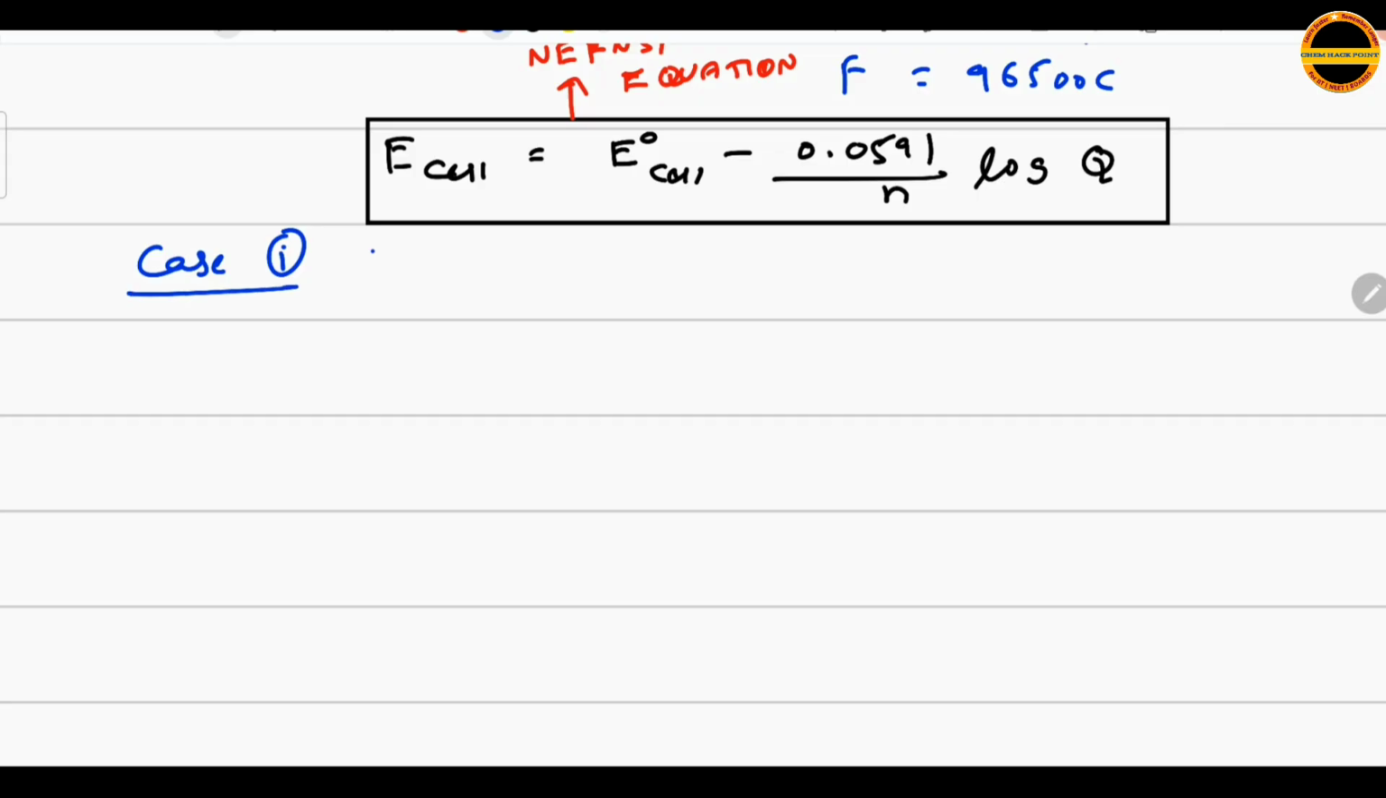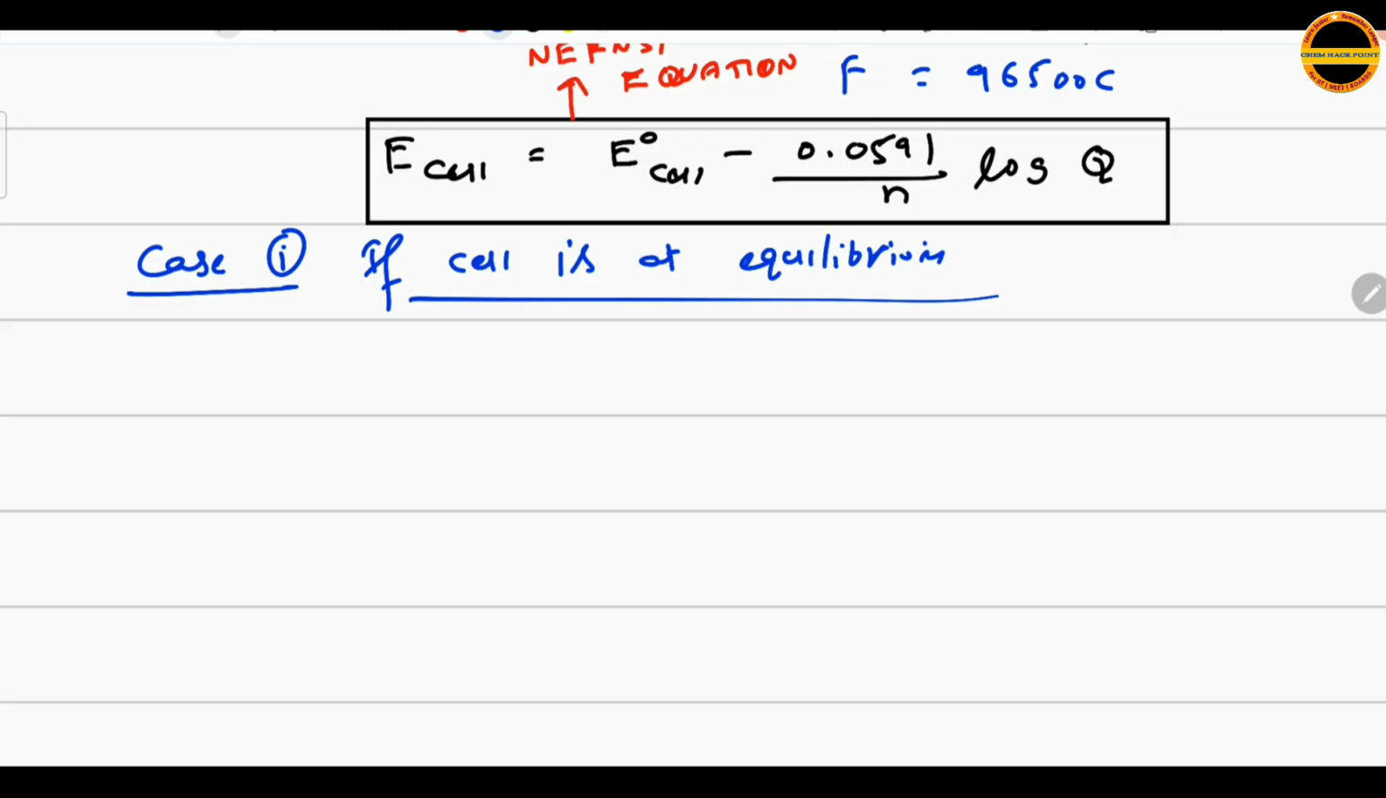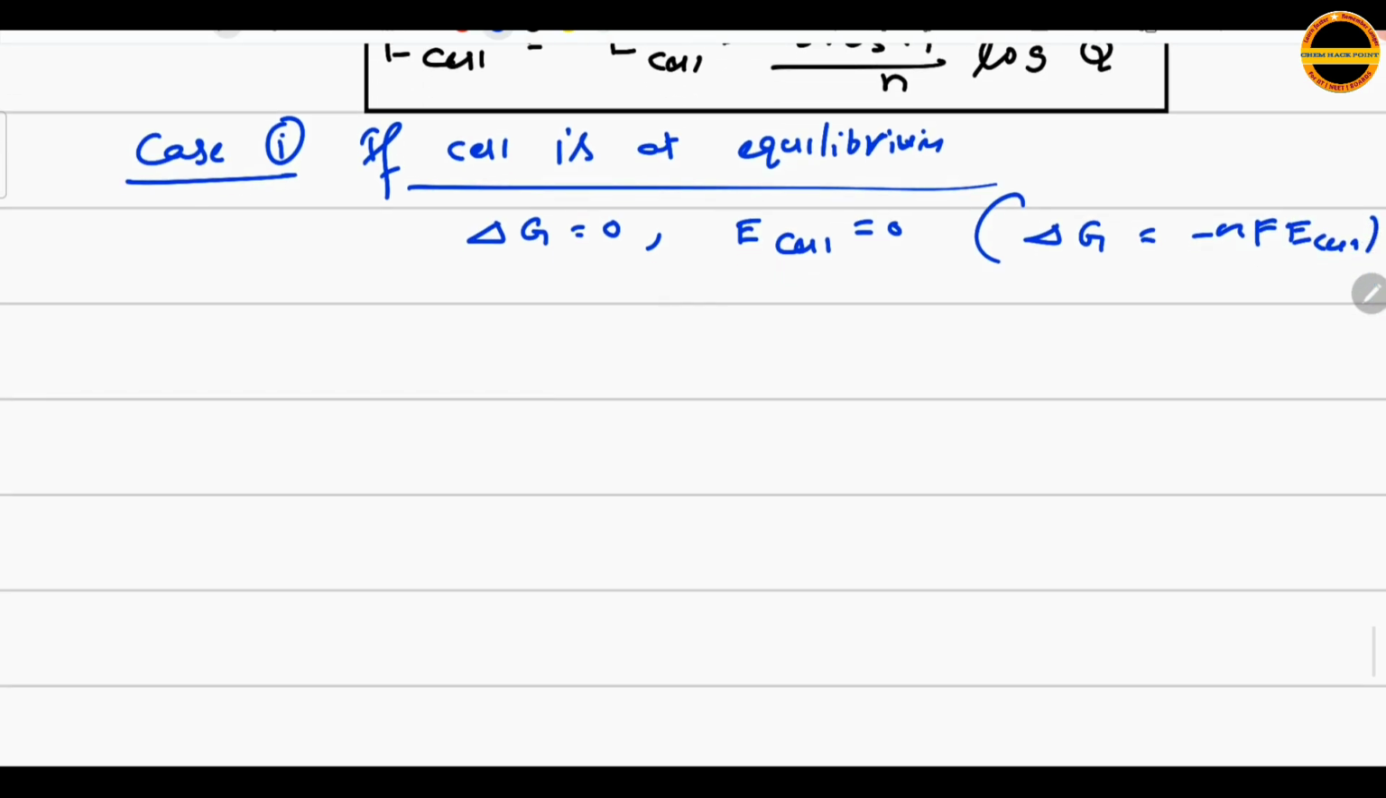Case 1: if the cell is at equilibrium, then how can we modify the Nernst equation? See, according to Gibbs free energy, if the cell is at equilibrium, delta G is 0, then E cell becomes 0 because delta G is equal to minus nFE cell. That's why E cell becomes 0. If you substitute the same in the above equation, what will you get now?